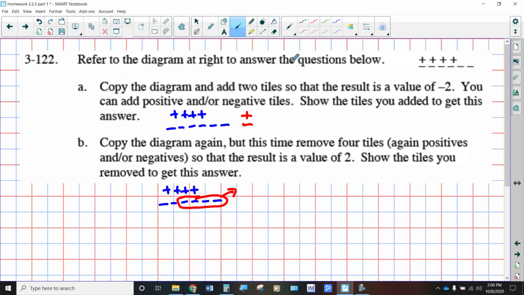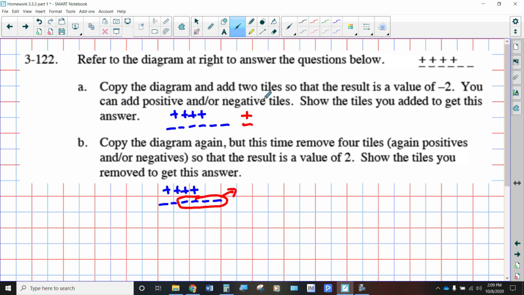Refer to the diagram to the right, and answer the questions. All right, so this has a value of -2 because you have 4 positives and 6 negatives, and 1, 2, 3, 4 zero pairs means really this is -2 once it's completely simplified. So if that is a value of -2 and you can add positive and negative tiles, show the tiles you add to get this answer.